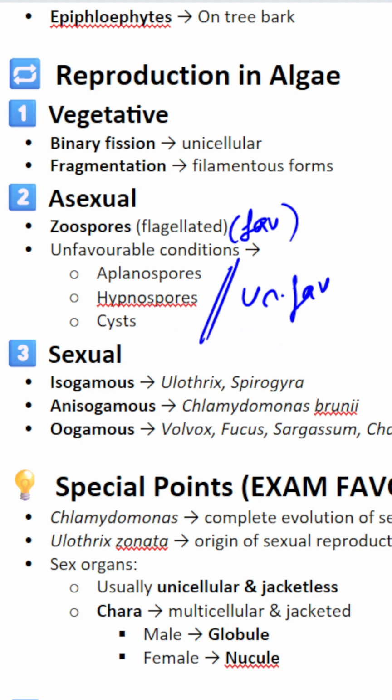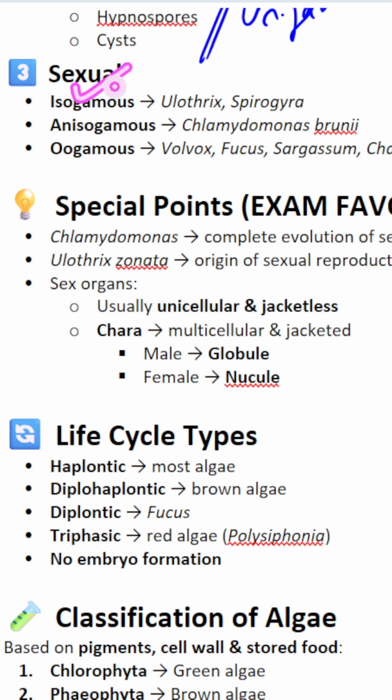And the sexual mode of reproduction is of three types: isogamous, anisogamous, and oogamous. In isogamous, the gametes are the same in size. In anisogamous, the gametes are different in size. In oogamous type, one is a non-motile gamete and the other is a motile gamete. Isogamous is mostly found in Ulothrix and Spirogyra, anisogamous in Chlamydomonas, and oogamous in Volvox, Fucus, Sargassum, Chara.